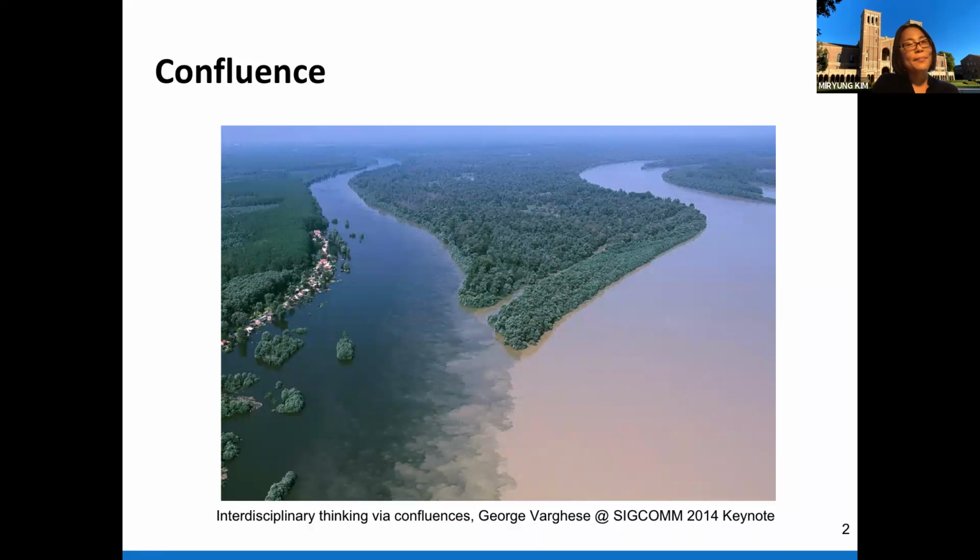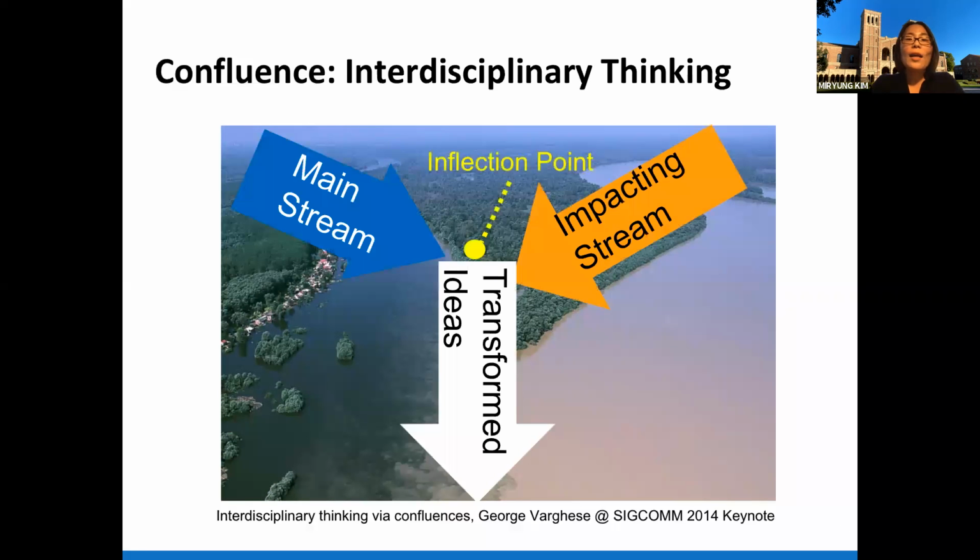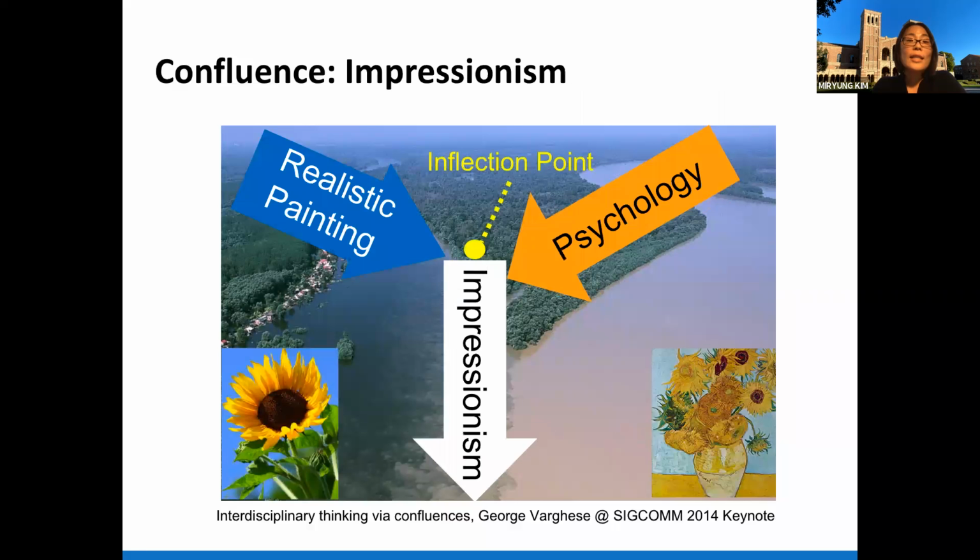What is a confluence? This term means where two rivers or flows meet. I learned this lens from my colleague, George Verghese at UCLA. There has been a lot of interdisciplinary thinking born out of where two streams of ideas meet and create a new stream of transformed ideas starting from that inflection point. A good example is impressionism, where realistic painting and psychology meet and subjective perceptions are expressed in terms of brush strokes and light reflection.